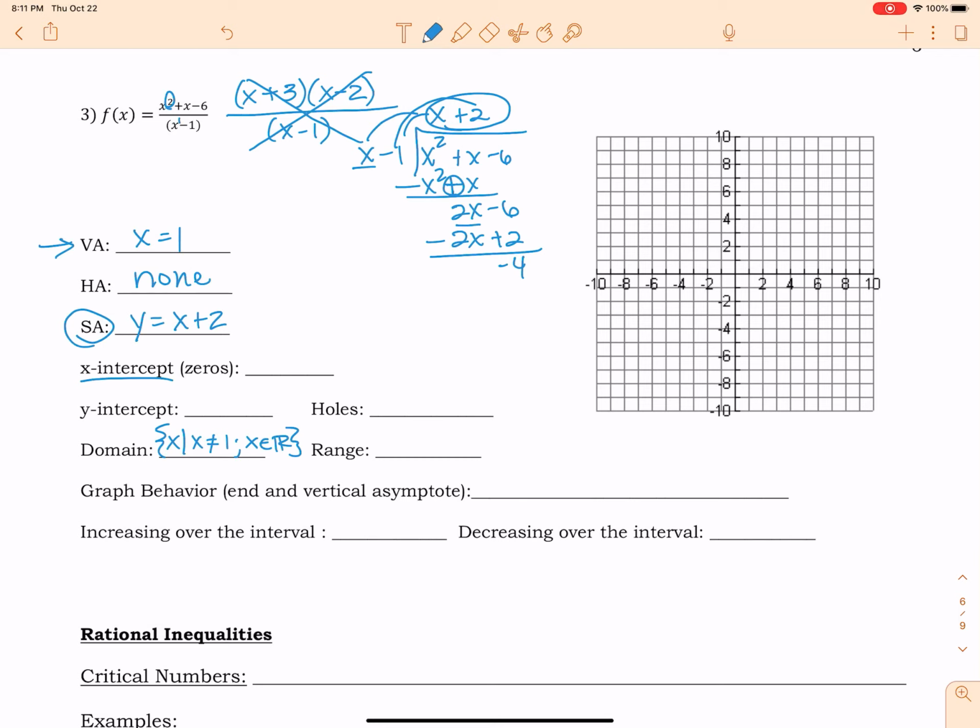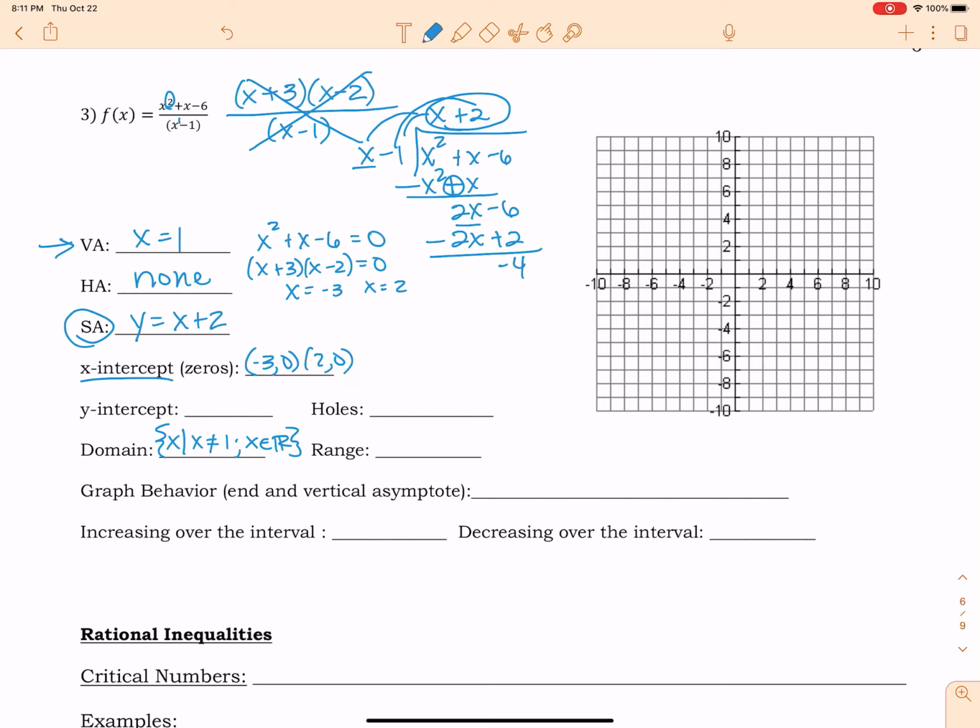All right, the x-intercepts are next. I'm going to set my numerator equal to 0 and solve. So I've got x squared plus x minus 6 equals 0. I know this factored into x plus 3, x minus 2. So I've got 2 solutions for x. So I've got 2 x-intercepts.